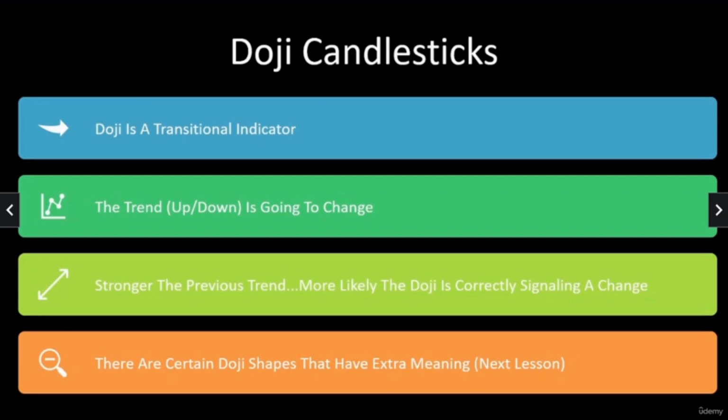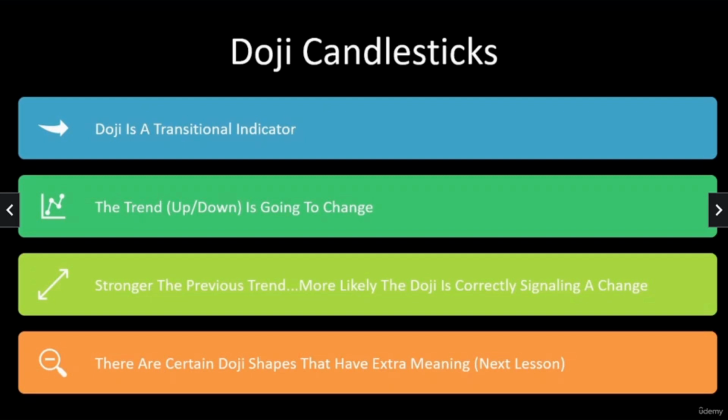And then the stronger the previous trend, the more likely that the doji is actually going to correctly signal a change. So if it's not a very strong trend, kind of in and out, the doji might not be as impactful. But if you've had a long, really strong bull upward trend and you see a doji, there's a much higher chance that the doji will correctly signal that transition. Again, nothing's perfect, but it's something you definitely want to be aware of and maybe adjust your trading based on.